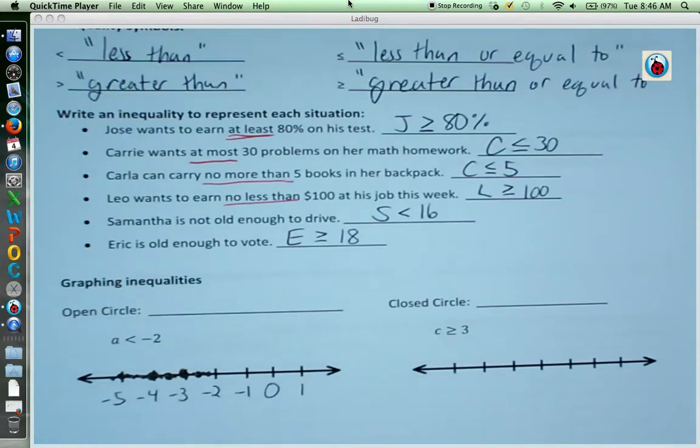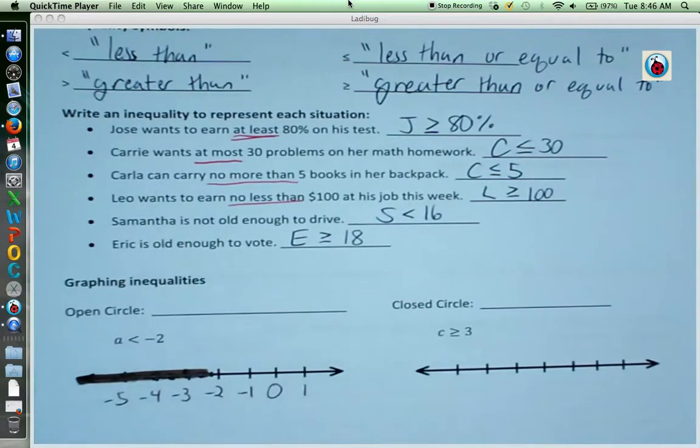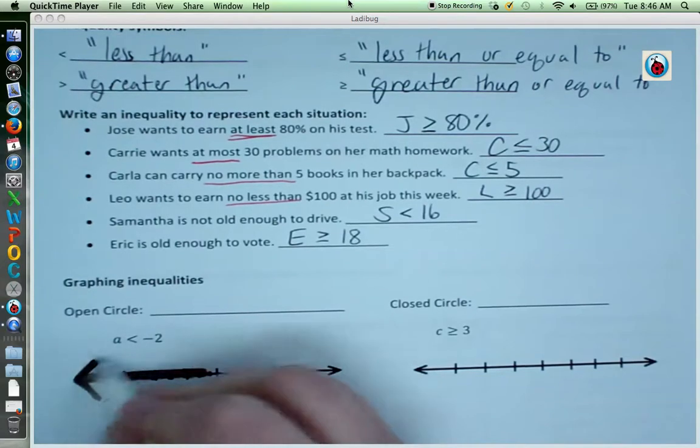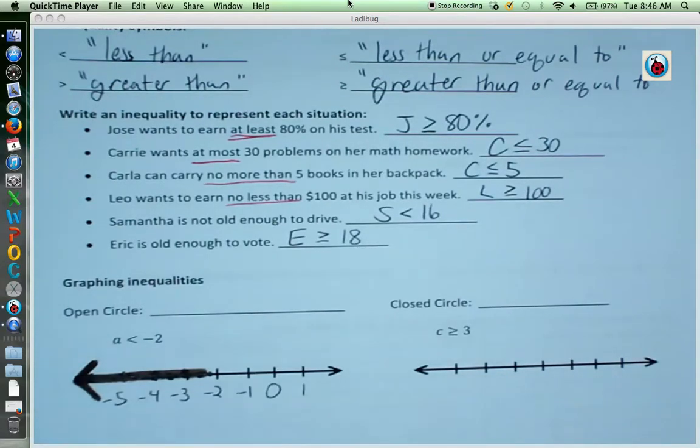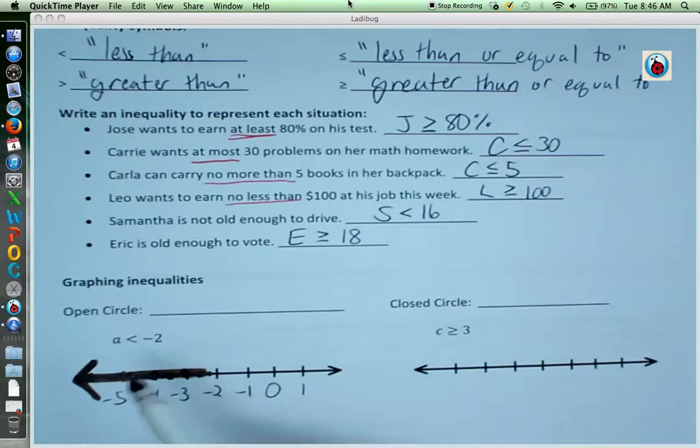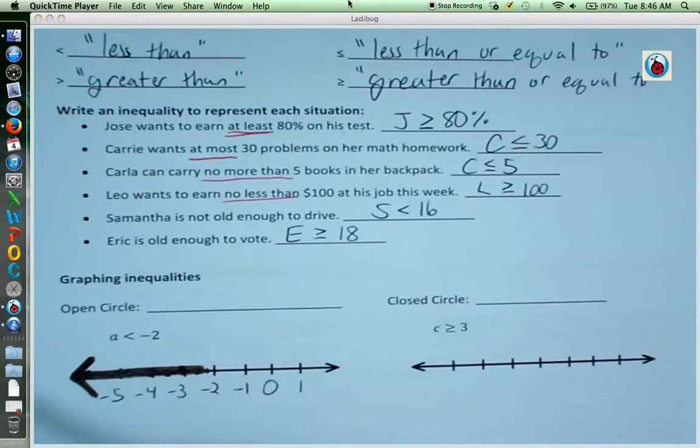So why don't I just save myself some time and shade in everything that's less than -2? So I'm going to just shade everything less than -2 to show that everything to the left of -2, and even beyond this number line, if this number line kept going, everything to the left of -2 is part of my possible answers for A.